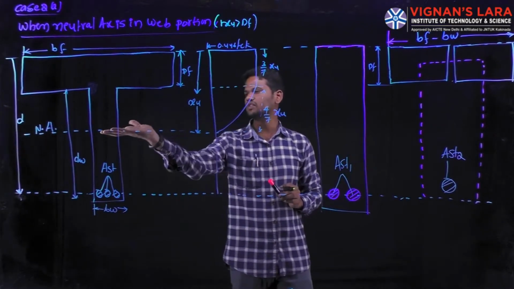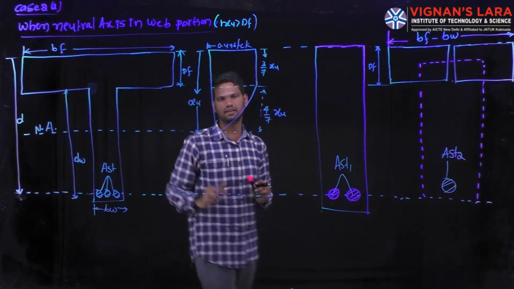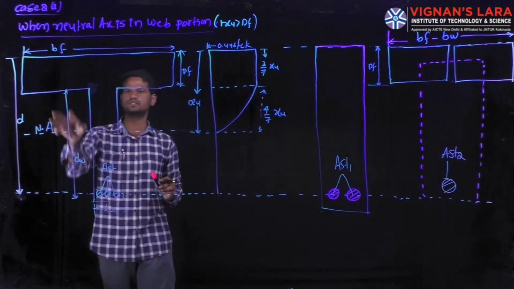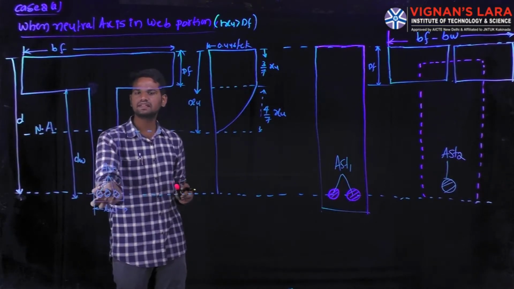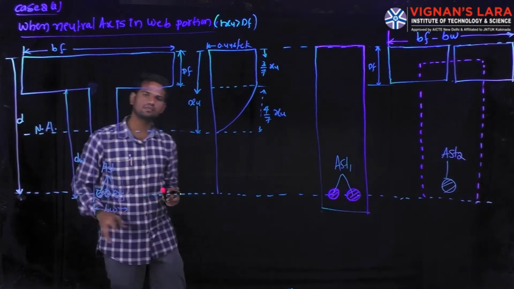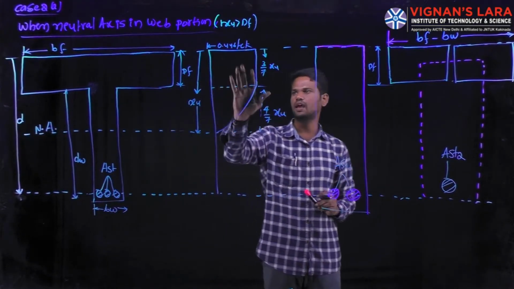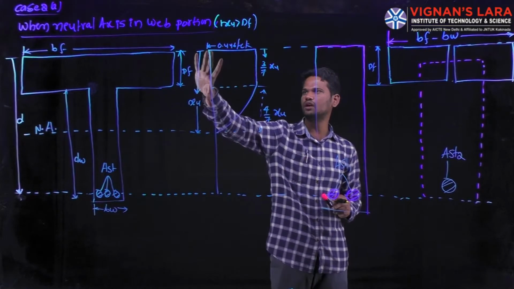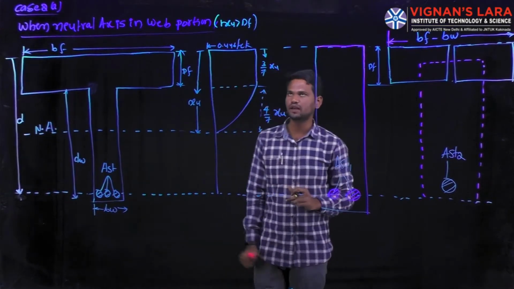That means from this axis upward, all this portion will be taken care of by the concrete. That is, the compressive force will be taken by the concrete, and below this neutral axis, the tension will be taken care of by the steel bars we provide at the bottom of the member. In this diagram, this is the total depth of the neutral axis, and here df is the depth of the flange.